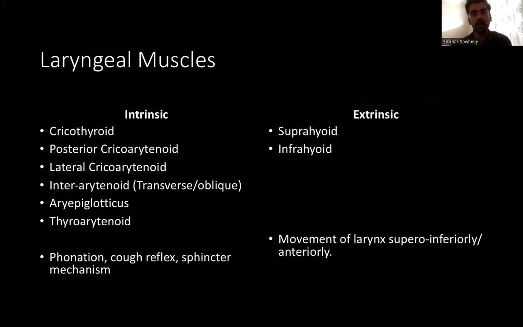Talking about the laryngeal muscles, they can be divided into intrinsic and extrinsic muscles. As the name suggests, intrinsic muscles are those which have their origin and their insertion within the laryngeal framework, whereas the extrinsic muscles are those which either originate or insert outside the laryngeal framework. And they are responsible primarily for the movement of the larynx superiorly, inferiorly, or anteriorly, whereas the various intrinsic muscles that we have act synergistically and in coordination with each other to perform the roles of phonation, cough reflex, and the sphincter mechanism.